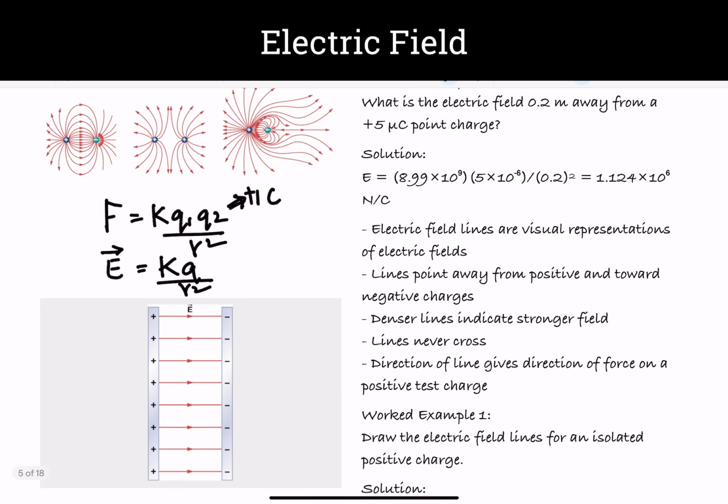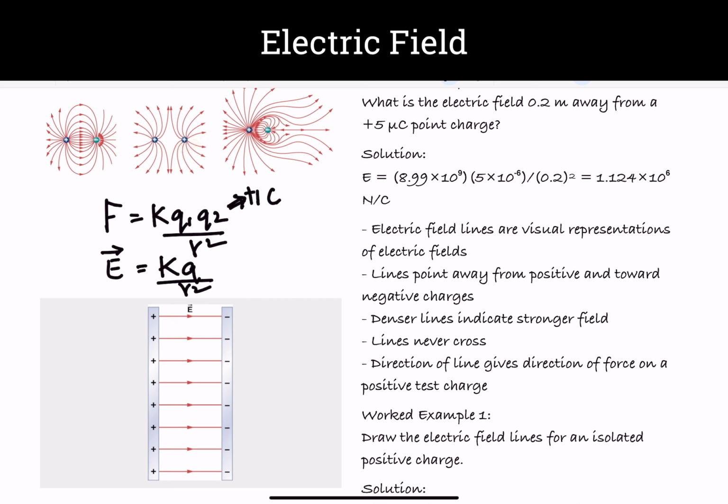Now, all of this I had, I think, mentioned. I'm not going to read all of them except this one. Denser lines indicate stronger field. That means if you draw more lines, if the lines are crowded, then it's a stronger electric field. For example, if you look at this space, you have more lines. If you look further away in that same space, you'll have fewer lines, meaning the field is stronger here than here.